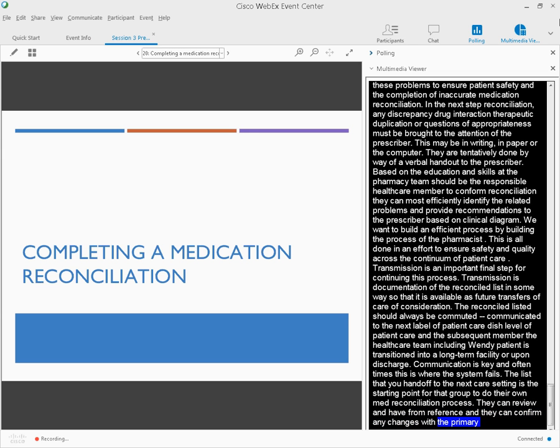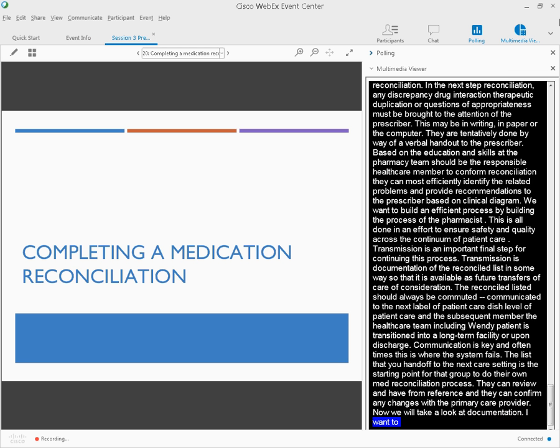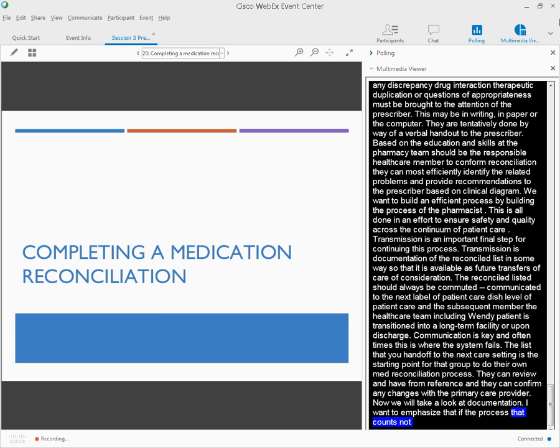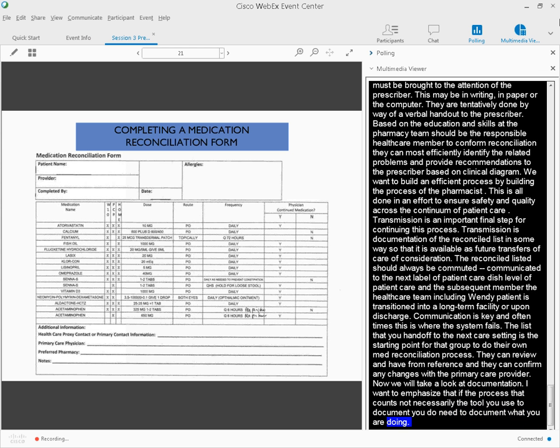So now we're going to take a look at documentation. Again, I want to emphasize that it's the process that counts, not necessarily the tool used to document, but you do need to document what you're doing. So this is the form that appears in the Interact system.